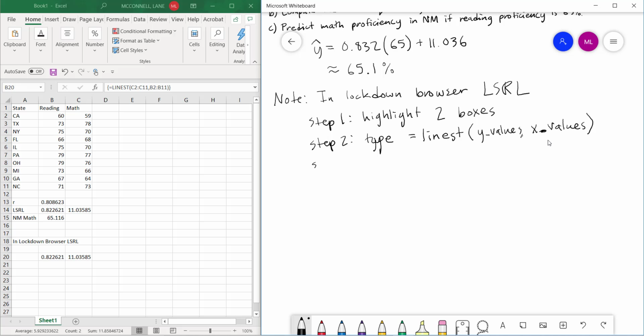And then for step 3, you don't just hit enter. You've got to hit Control and Shift and enter all at the same time, and it should spit out the correct value for you. So again, this is if you're using this in the lockdown browser.